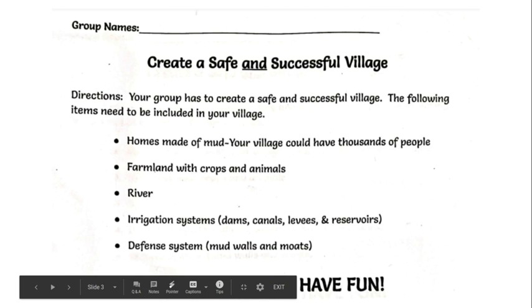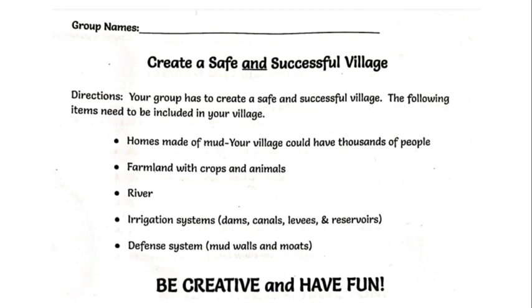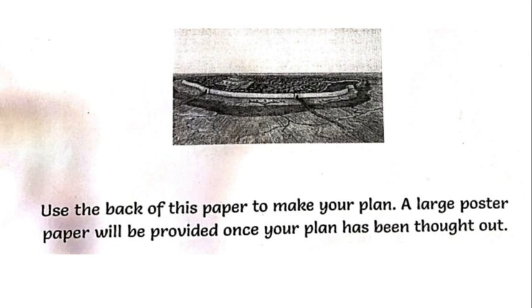You have total autonomy or freedom to be as creative and original as you would like with your city state. Step one is going to be to do a rough draft, which is going to be on the back side of the direction sheet that had just been given out.